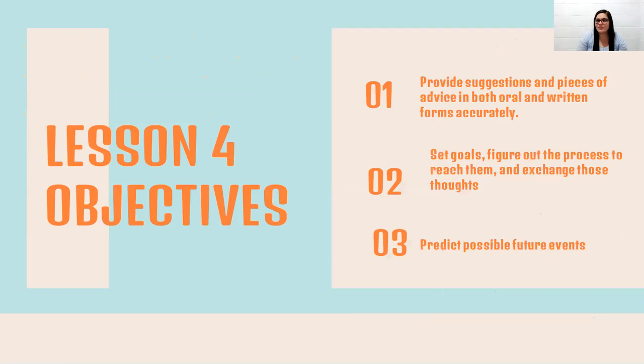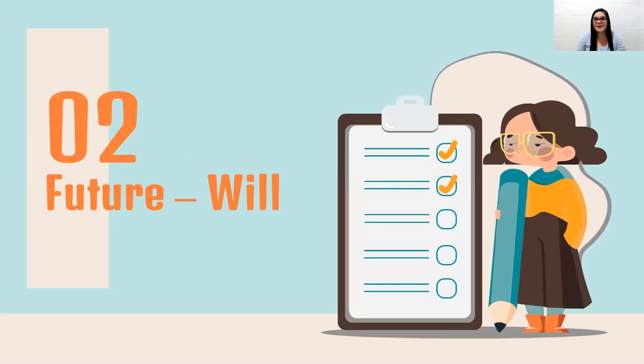Now, talking about life and these major changes that life can bring, we need to talk about English in terms of future tense. So in this lesson, we're going to provide suggestions and pieces of advice in both oral and written forms accurately, but we need to set goals, figure out the process to reach them, and exchange those thoughts. And this is what we're going to have in the next lesson. And we'll also predict future possible events, but we're going to see today the differences between will and be going to in order to know when to make these predictions and how to make them. So let's get started and let's see what we have.